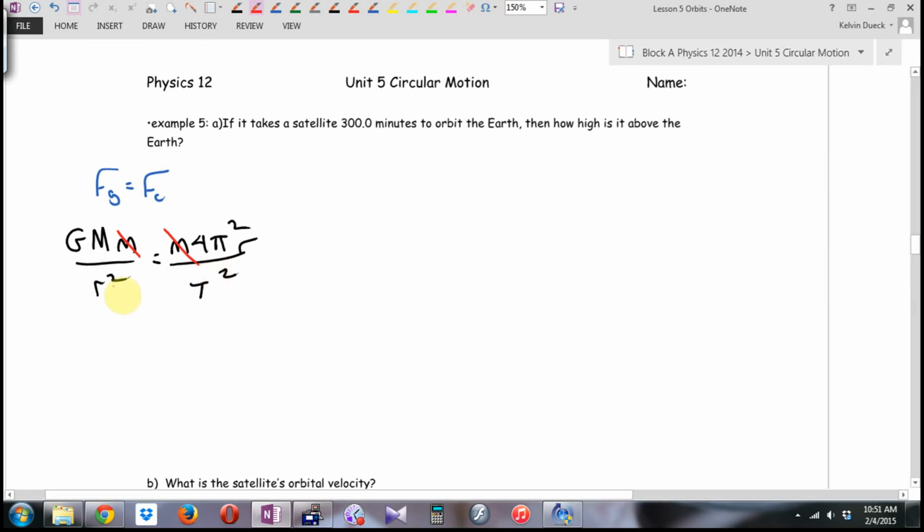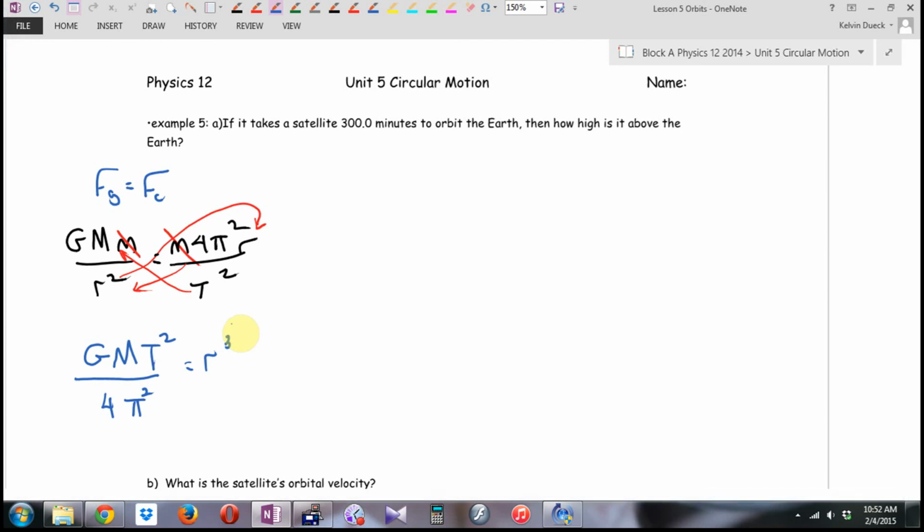So I think this is going to move to there. This is going to move up there. And the 4 pi squared is going to move below. And we're going to get this: big G, big M, T squared over 4 pi squared equals r cubed. All right. How do I get rid of a cube? Cube root.